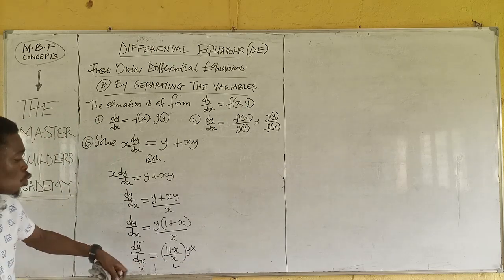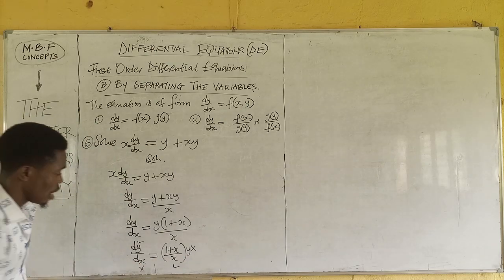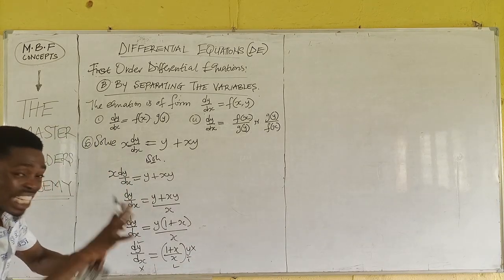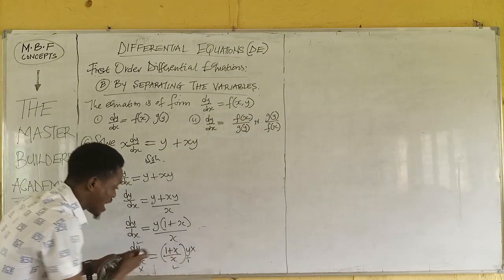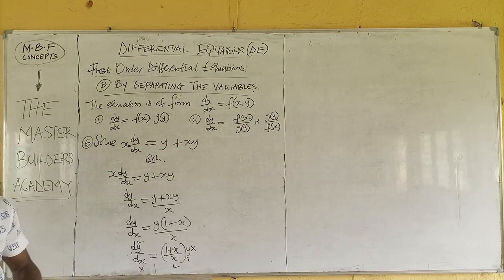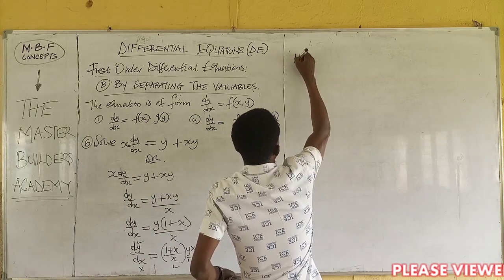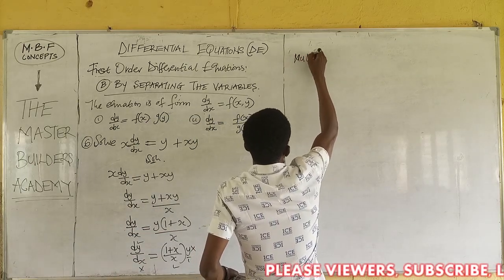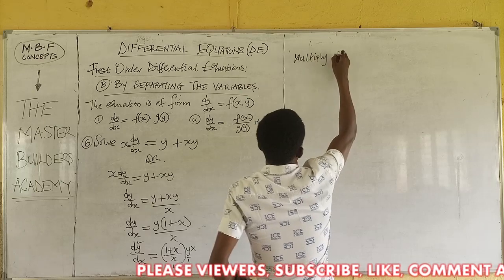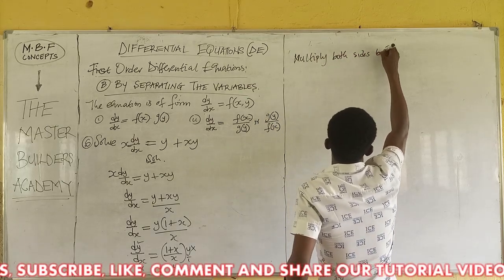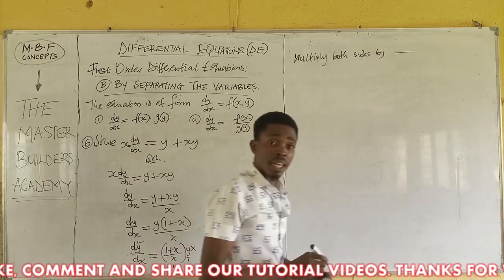So now we have two functions that are wrongly positioned, and understand that this y is at the numerator. So we are going to create a fraction that, when we use it to multiply this, we will be able to separate x from y. And how do we create that fraction? We simply say multiply both sides by a fraction, like I always say.